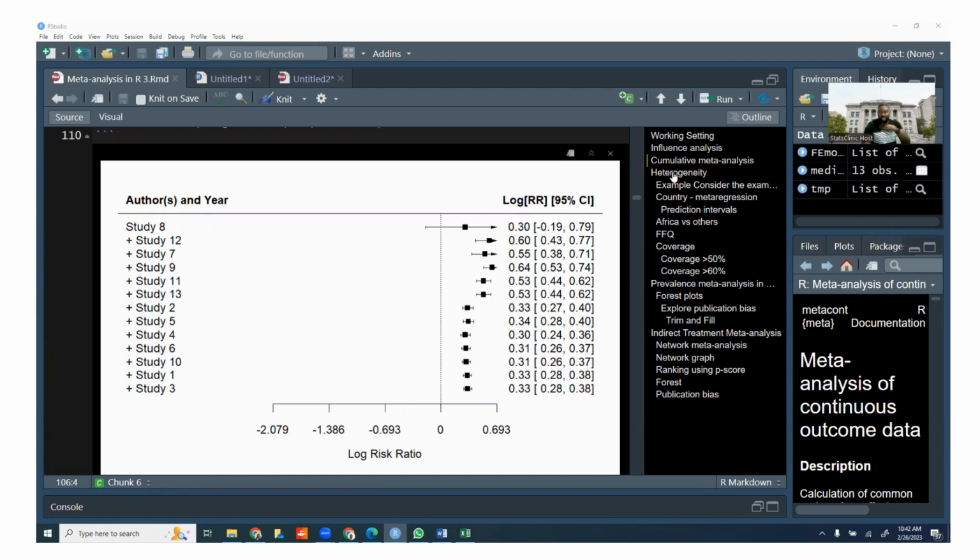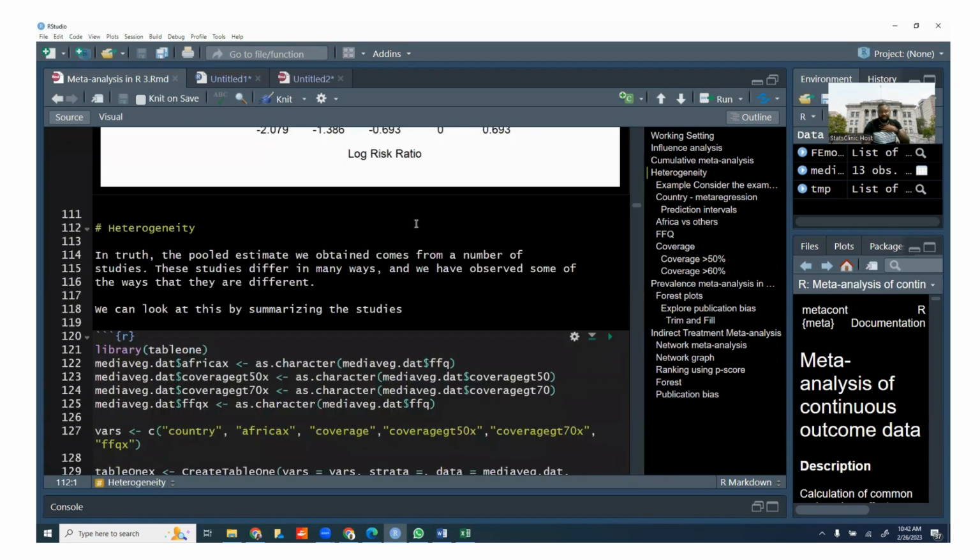So that's cumulative meta-analysis. The next one is heterogeneity. And with heterogeneity, what we're really trying to look at is also a way for us to contextualize our study, to try to understand why we are seeing what we're seeing, right? With cumulative meta-analysis, we looked at year to understand whether the year when the study was conducted affects the result. But with heterogeneity, we will look at other study characteristics. It might be the location of the study, whether the study was conducted in Africa. It might be the coverage of the study, whether the coverage was large or small.